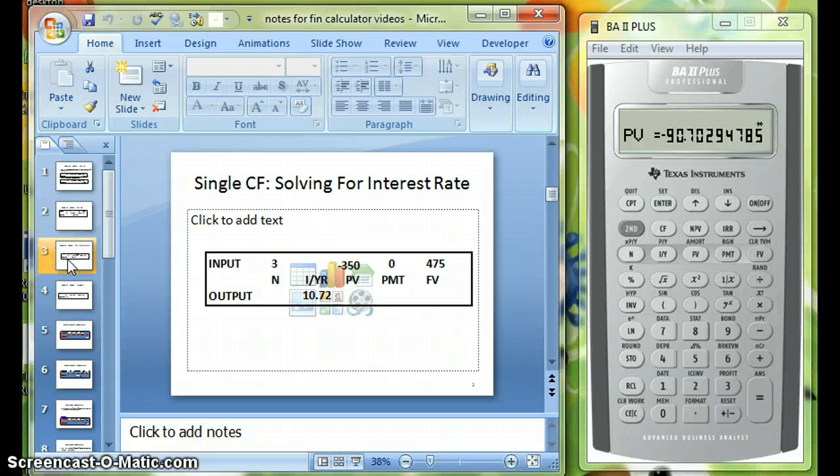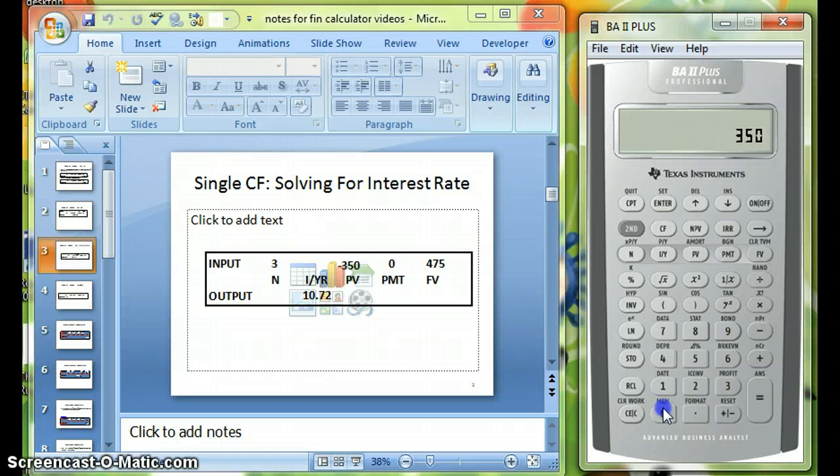If we want to solve for the interest rate, remember, between the present value and the future value, one has to be negative. So negative present value, and we have 475 future value, and this is done in 3 years, and we're gonna compute for the IY. Turns out to be 10.72%.